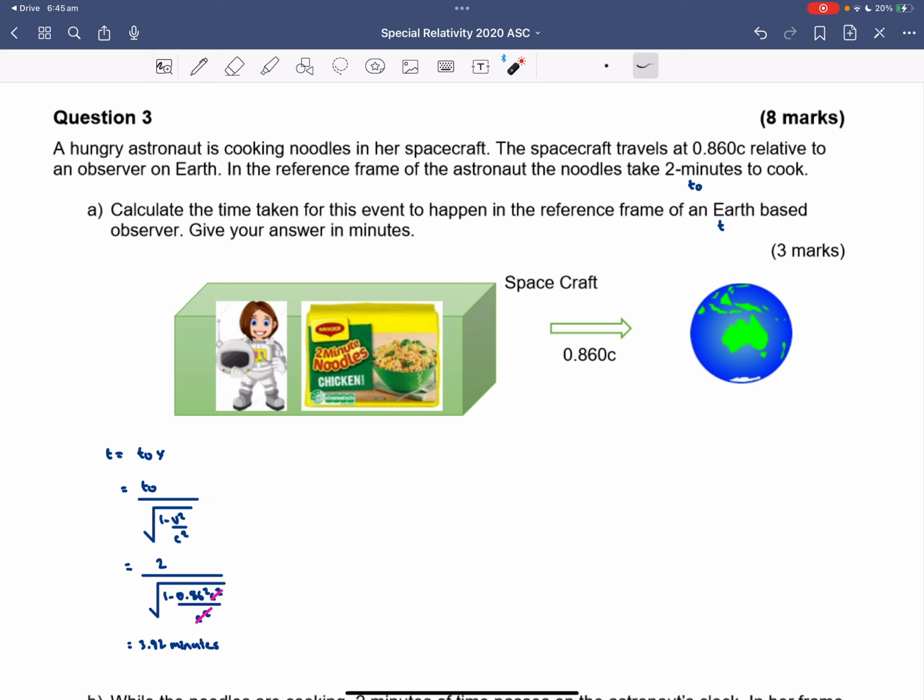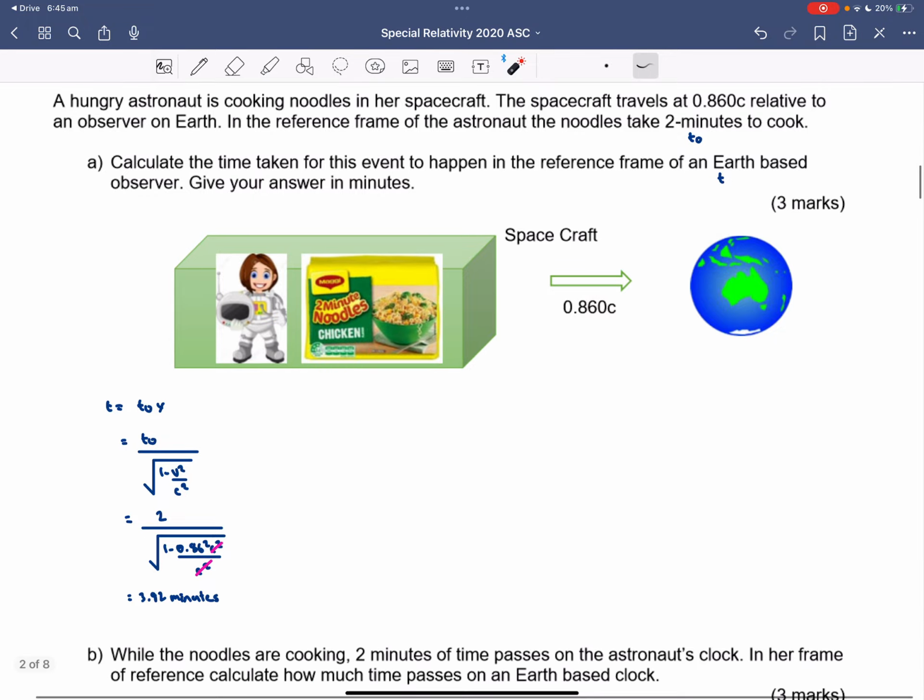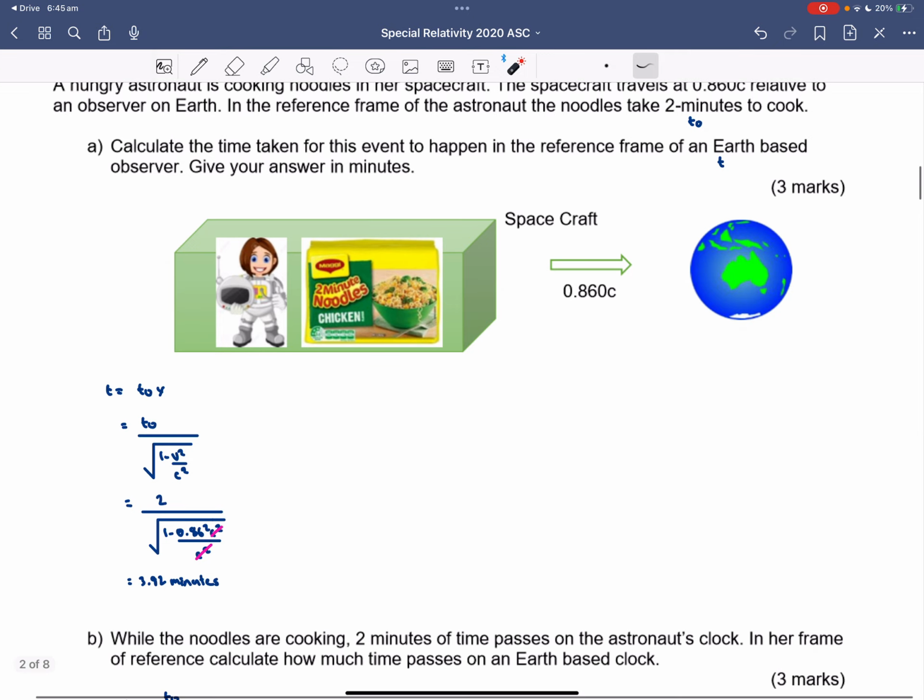So what that means is the astronaut, when she looks at her own clock, will see proper time. However, when the astronaut looks at the clock on Earth, because she thinks the Earth is moving at a very high speed, the astronaut will actually see dilated time on Earth's clock.